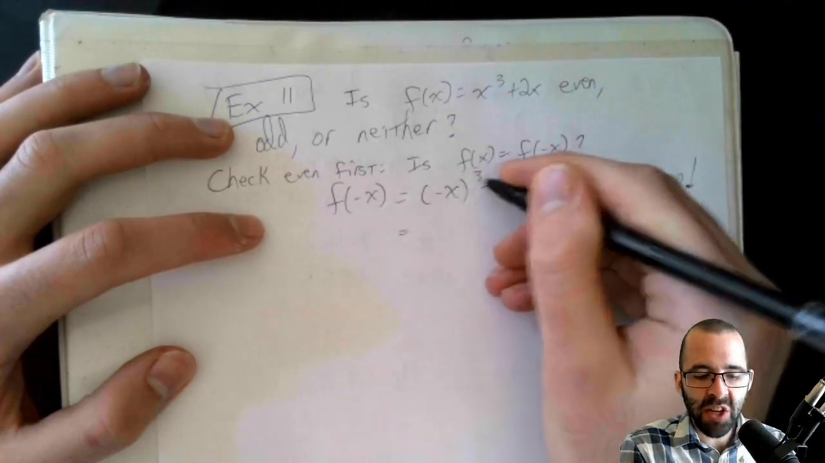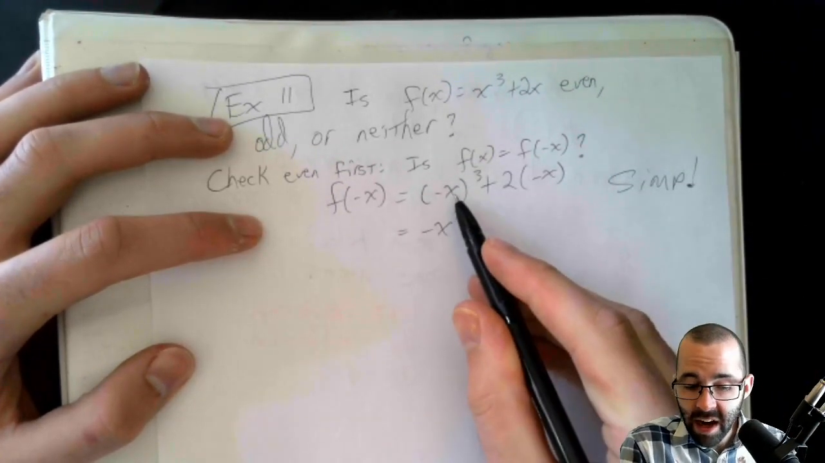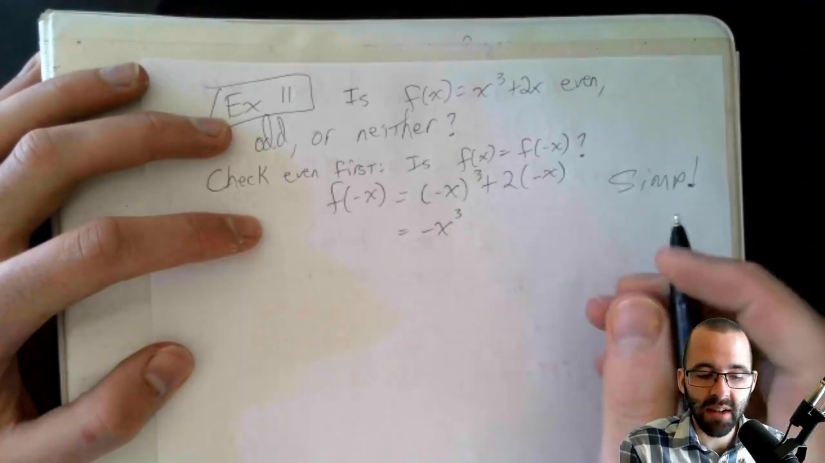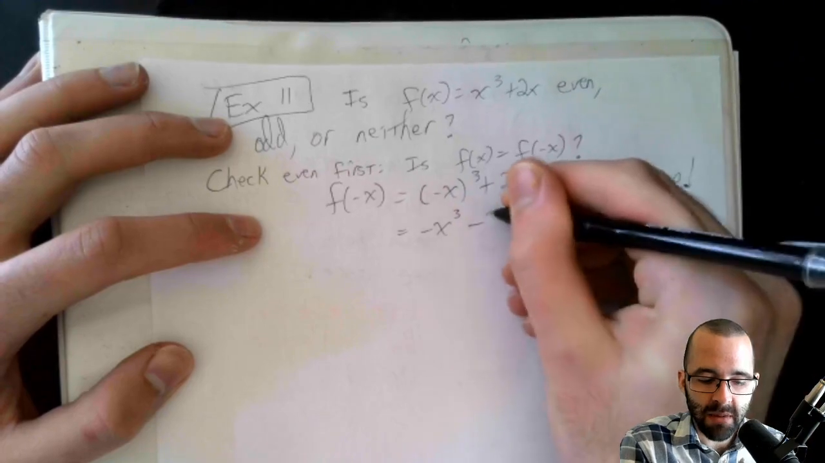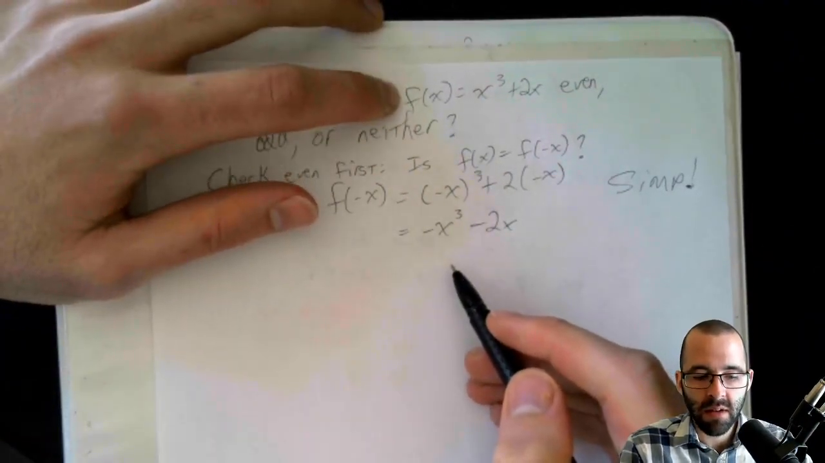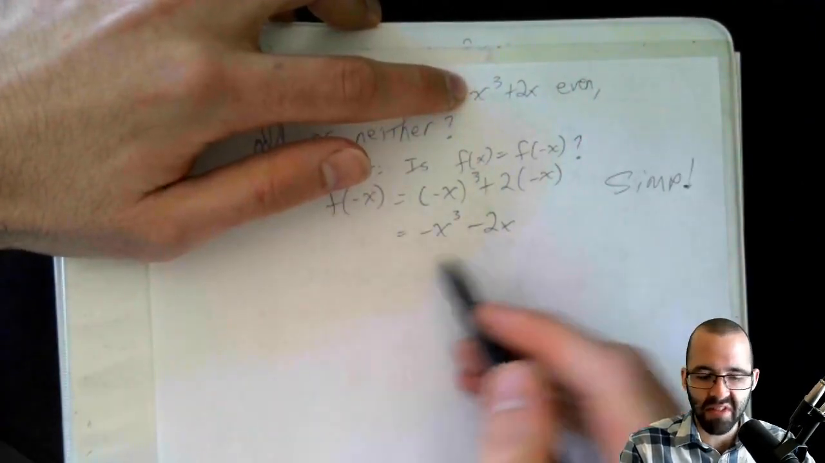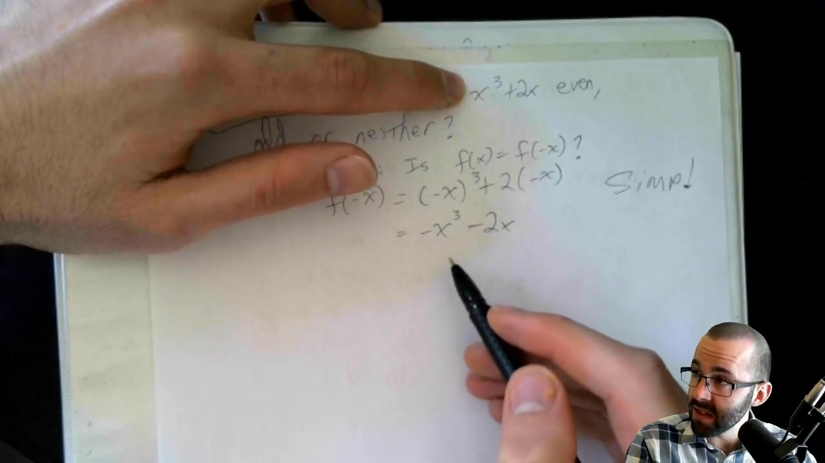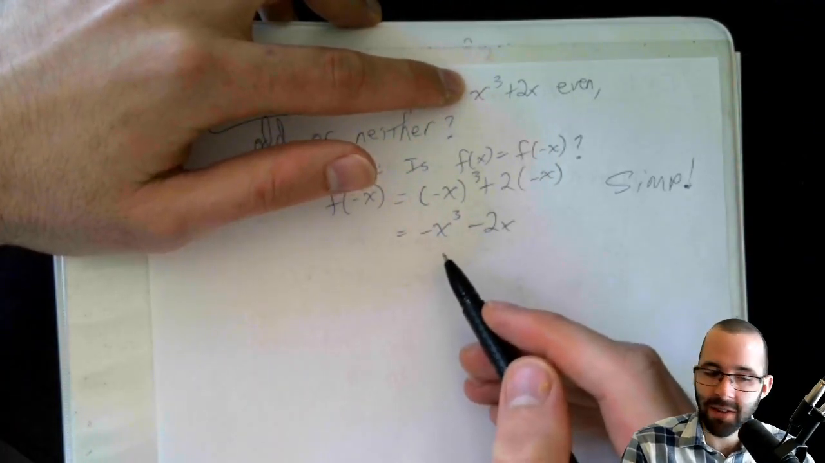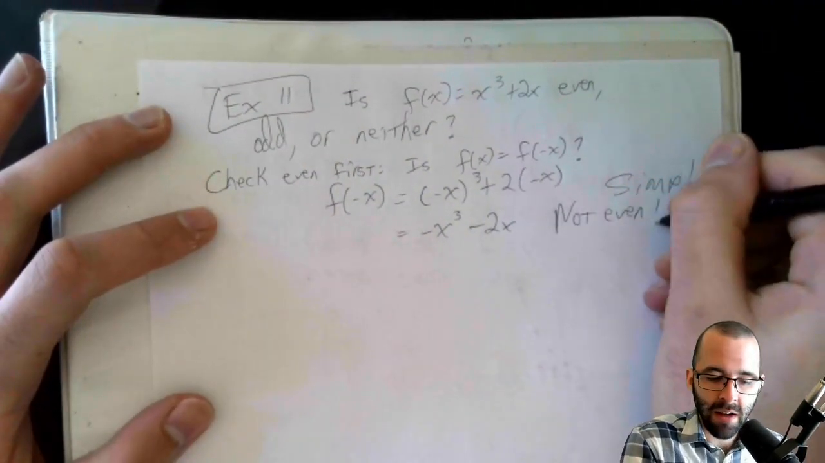So if you cube negative x, it becomes negative x cubed. If you squared negative x, it would become a positive. But because there's an odd exponent, it stays negative. And then 2 times negative x is minus 2x. So is this the same? These are not the same. They're opposites. That'll come into play when we check whether it's an odd function. So it's not even.